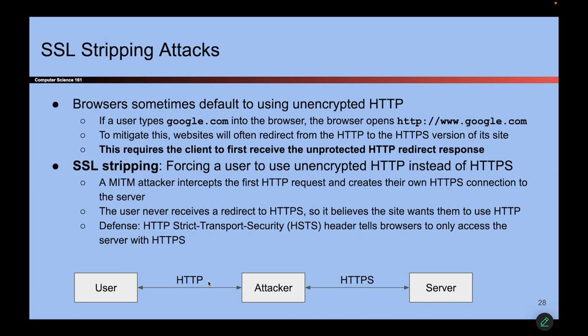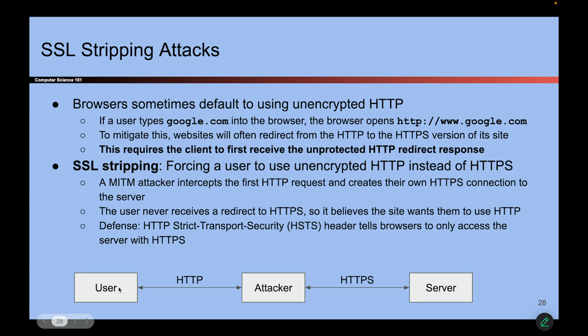So we will not go through all the details. But basically, the idea is that if a user tries to contact a server using plain HTTP, sometimes the server will force the user to use HTTPS instead. So the server would reply saying, I don't support HTTP. It's not secure. You need to use HTTPS with TLS instead.